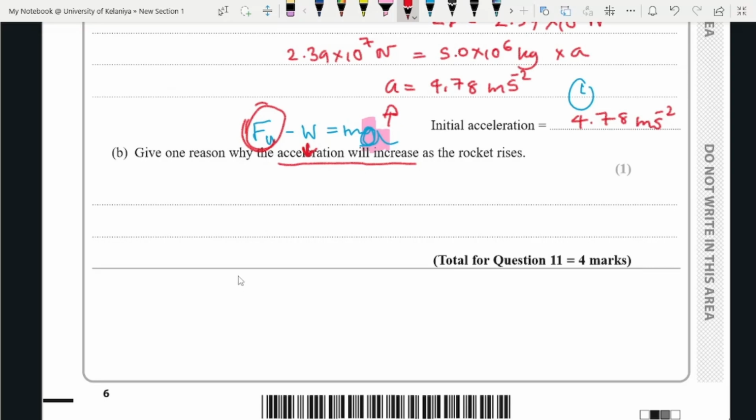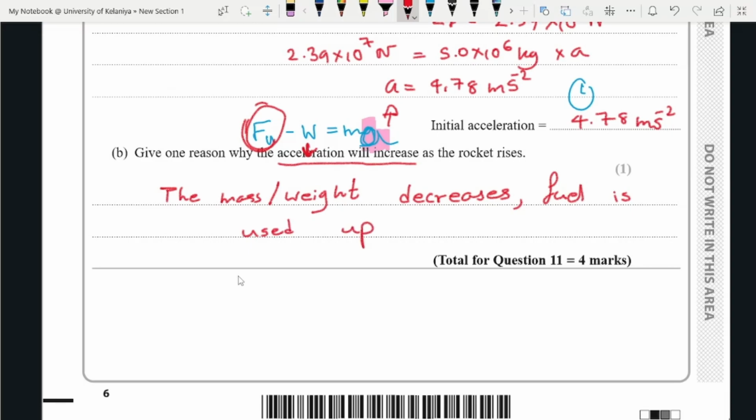Yes. The reason is the mass will decrease, or we can say the weight will decrease. Why? The fuel is used up while it is moving upward. That is the reason. So you can write the mass or weight decreases. Why? Fuel is used up.